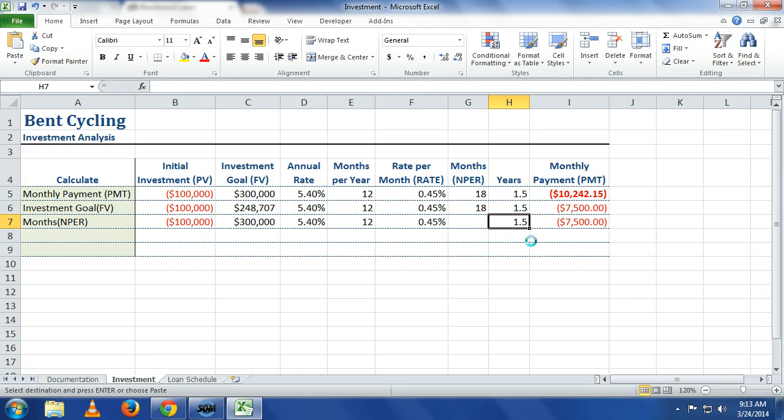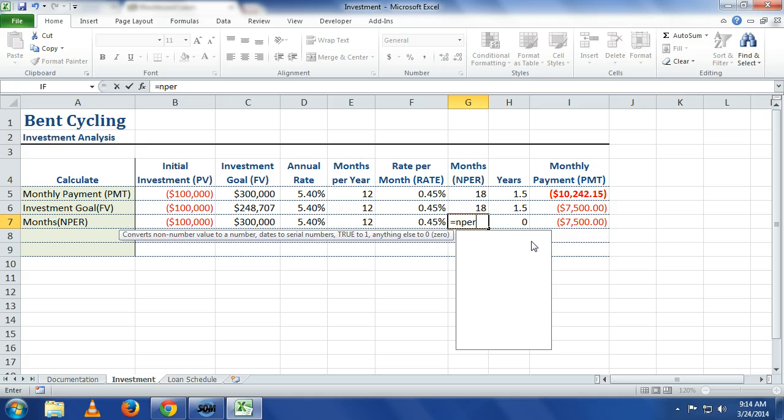Oops, I just want to leave that formula. I don't want to put 1.5 in there. Okay. So in this case, it's the same thing, but I'm asking a different question. This time I'm saying, if I start out with 100,000, I want to end up with 300,000. I'm investing every month at 5.4% interest. I'm putting away 7,500. How long until I get to my investment goal of $300,000? And that's what the NPER, number of periods, formula is.